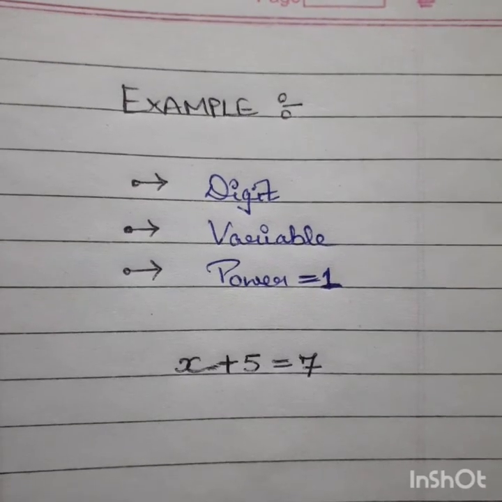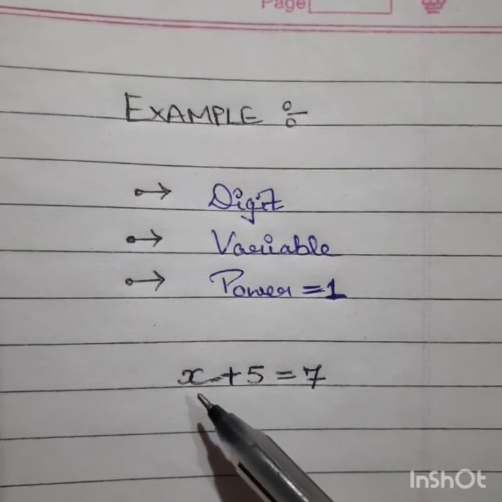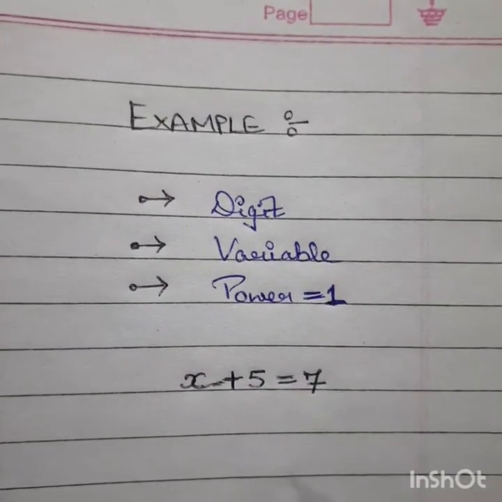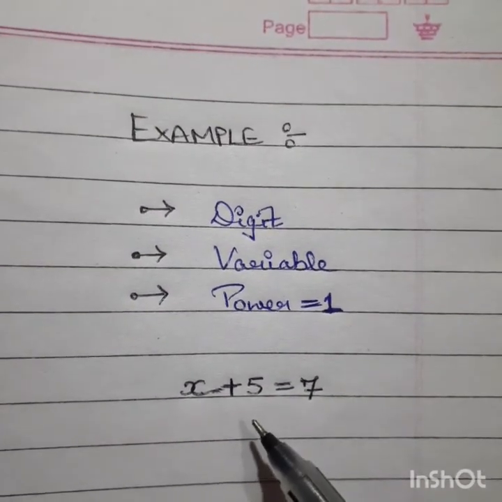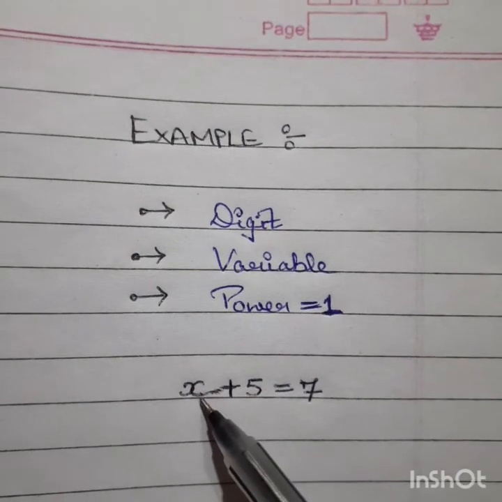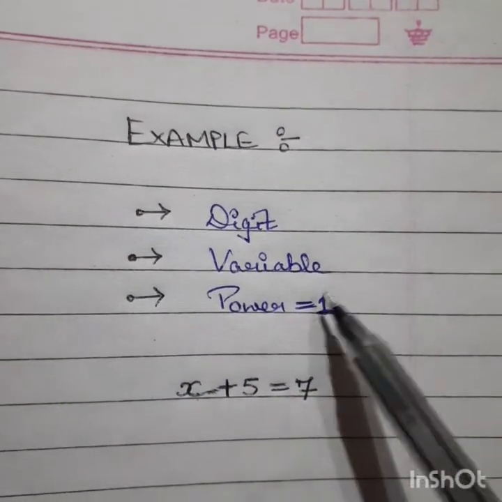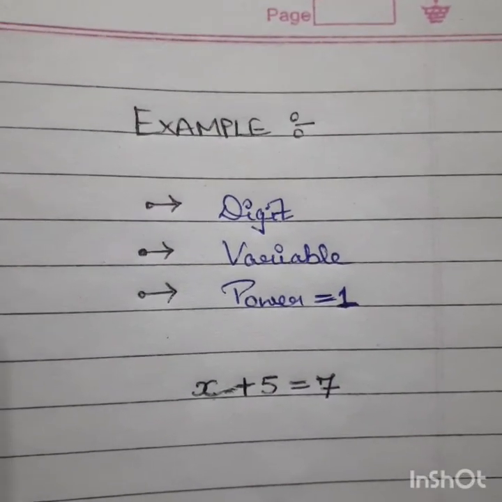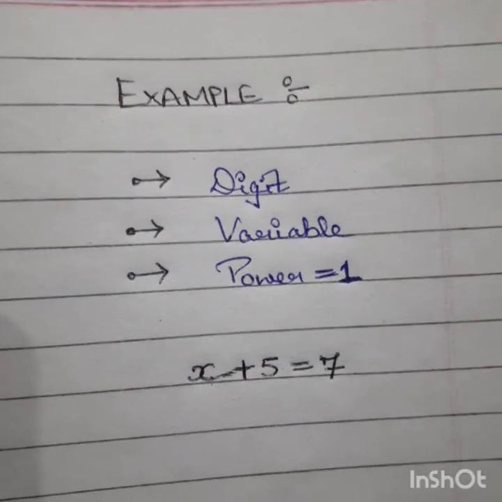And by combining all these things, we get the very simple linear equation in one variable, that is x plus 5 is equal to 7. Yes, students, it fulfills all the requirements of a linear equation in one variable, as we have one variable, we have numeric values, and each of them has power 1. So I hope the meaning is very clear to you and it will help you in solving your concepts further. Thank you.